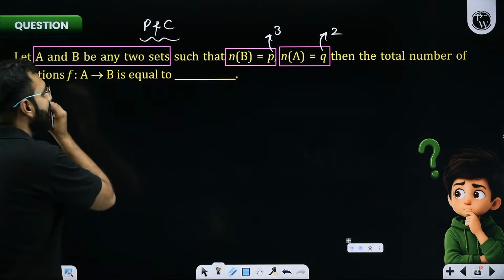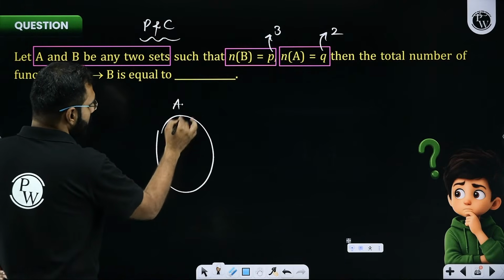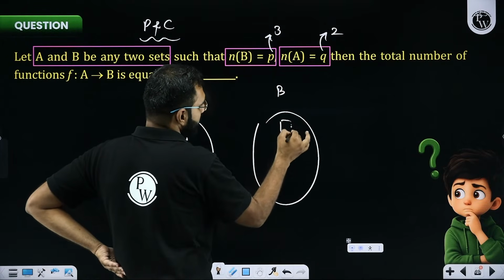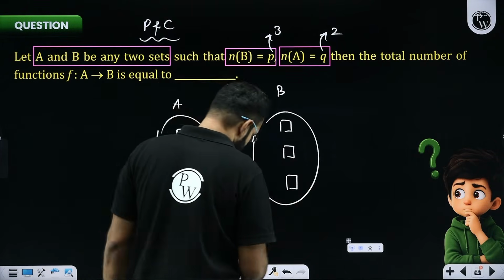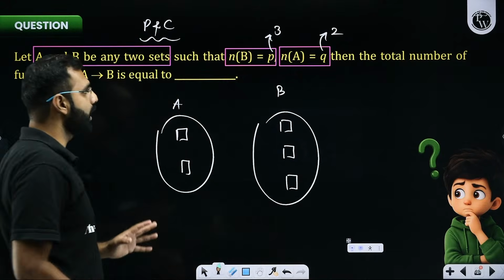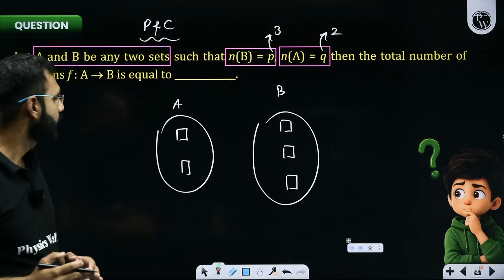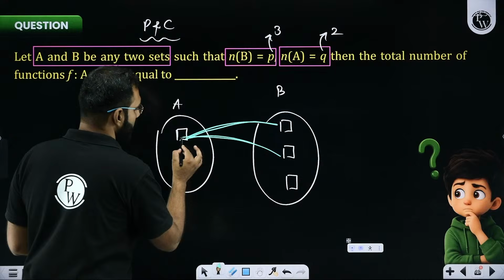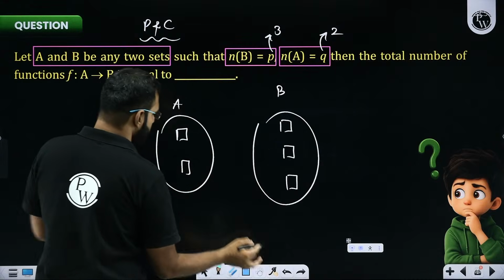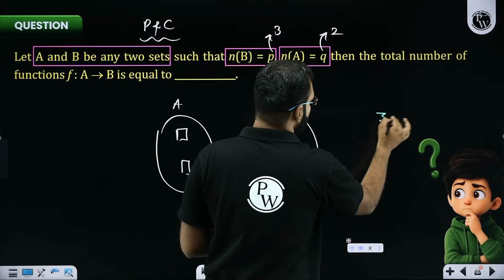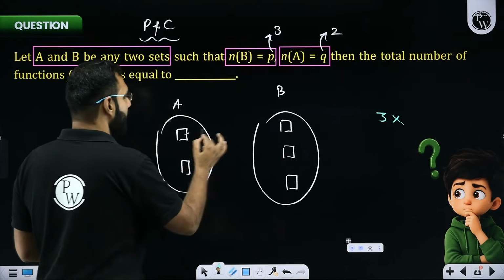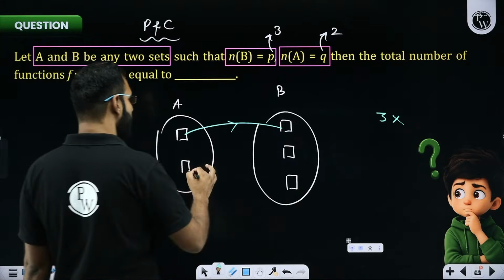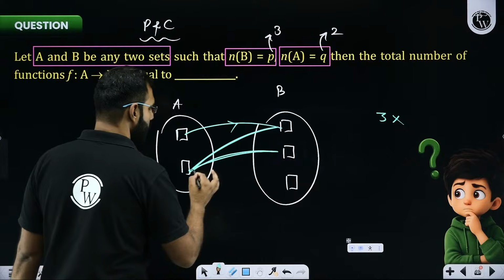Here it says set A has 2 elements and set B has 3 elements. Everybody getting it? I am asked how many functions will exist. If I approach A and ask how many choices it has, it will say I can map with the first element or second element or third element. So this first element has 3 choices. Now let's say A is mapped with this. How many choices does this element have? This element also has these 3 choices.